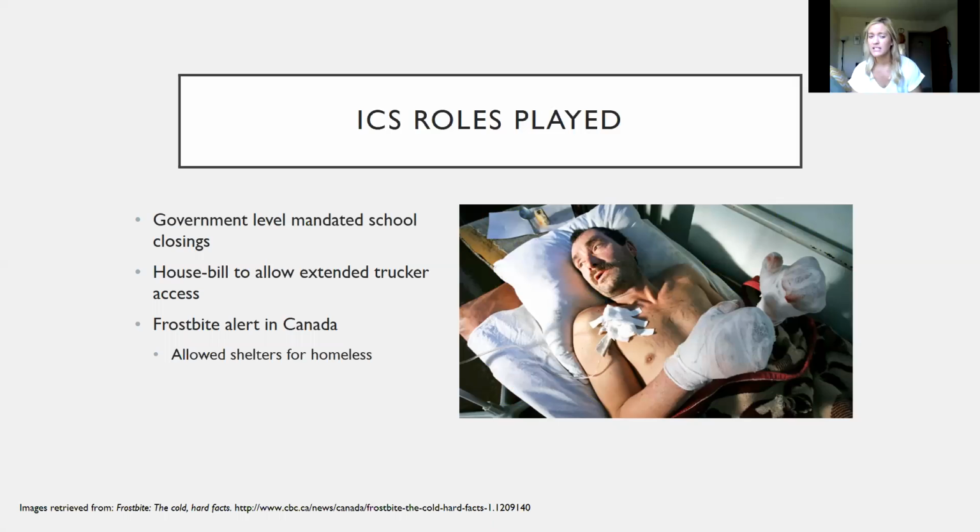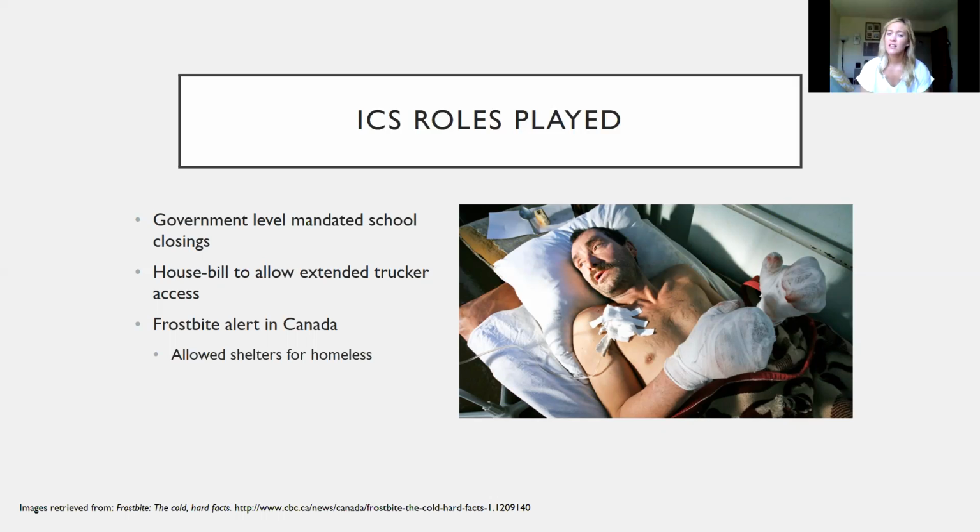So the second example that we see was a House bill enacted to extend trucker access that was delivering things such as propane, heat fuel, anything as far as safety supplies or basic necessities go. They had primarily across the United States closed most of the interstate roads, especially in the north, because of the extreme weather conditions. So this House bill did enact organizations and truckers that needed to pass interstate lines. It granted them access.